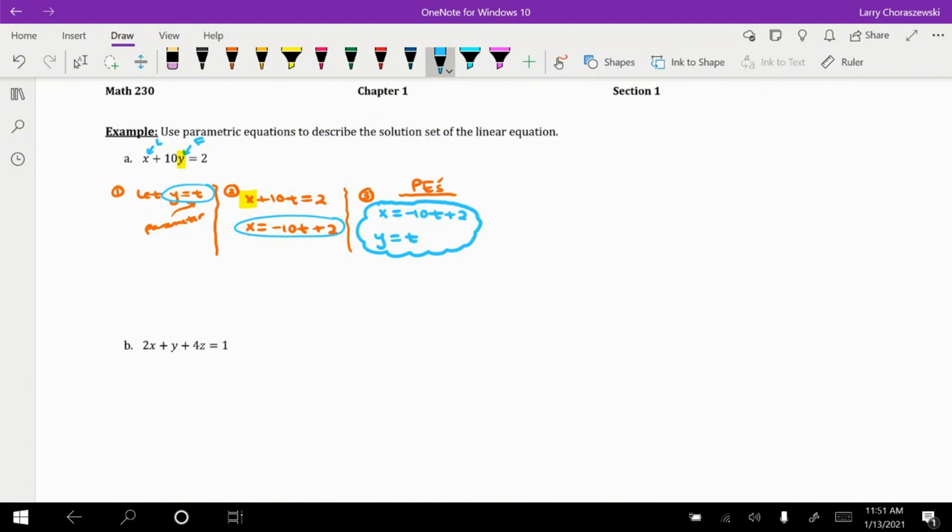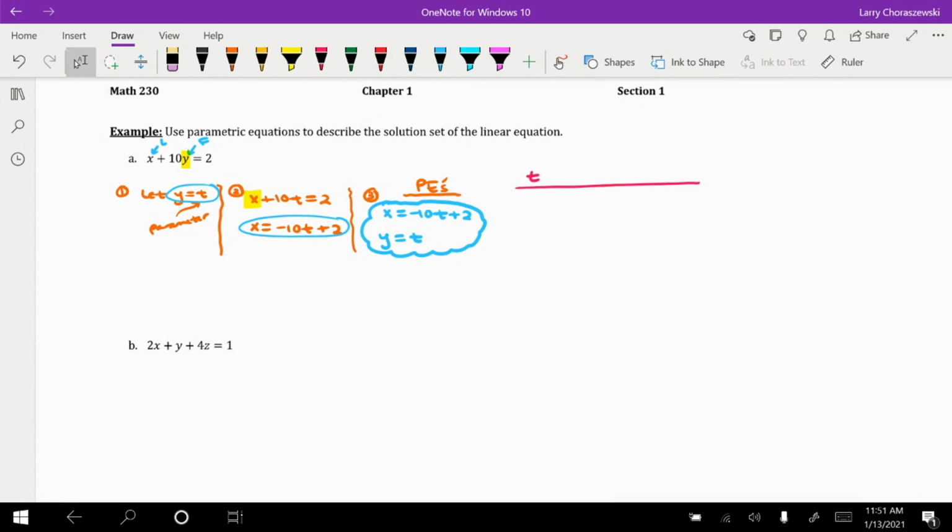Now, why is this helpful? Well, one reason why it's helpful is that as soon as you pick a value of t, you almost immediately get values for both x and y. In fact, if you wanted to, you can construct a table where we can pick some random values of t, and depending on the value of t, we'll get a value of x. We'll also get a value of y. And as an added bonus, we would get an ordered pair that would be a solution to the system.